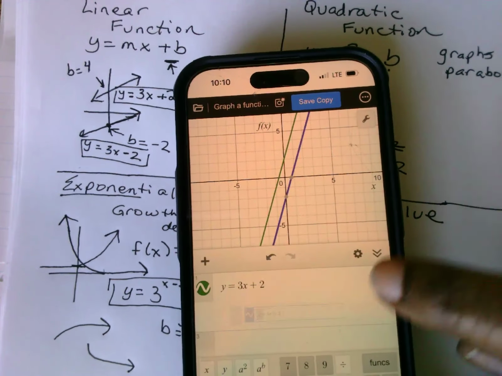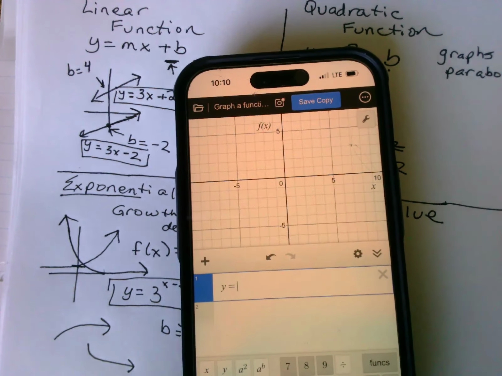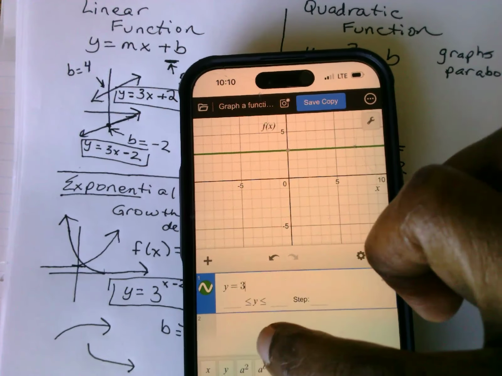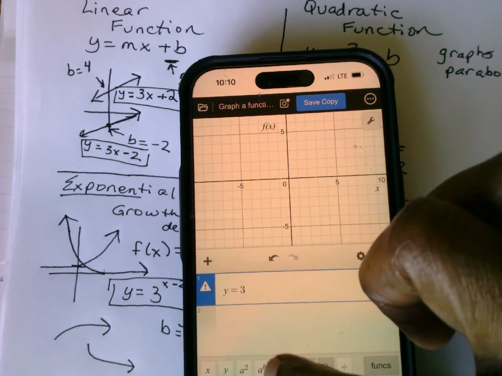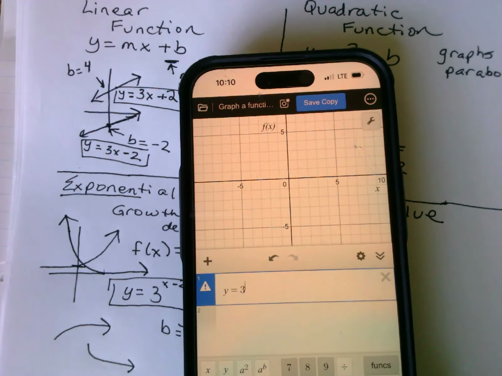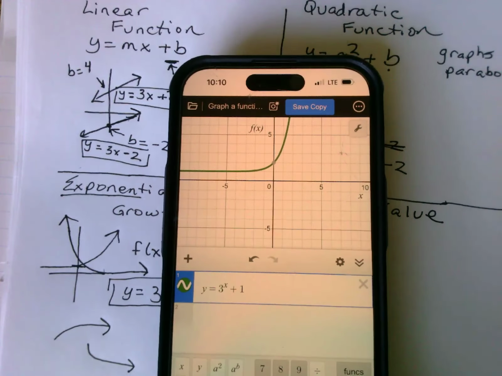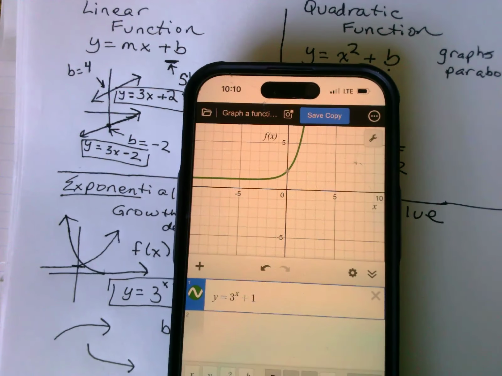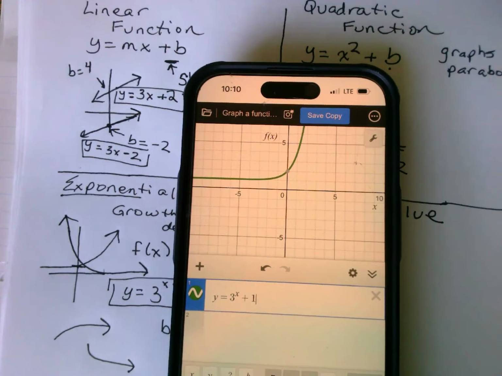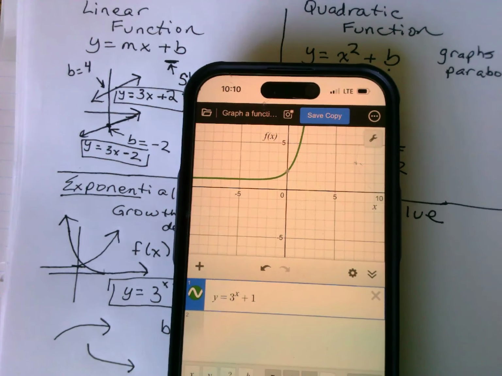All right, the graph for it. Let's go to this one. Y equals, let's say 3, and the exponent, I press the A to the B button. The exponent is X, and then I come out of that, and I said plus 1. So there's the graph. All right, next part. All right, the next one.